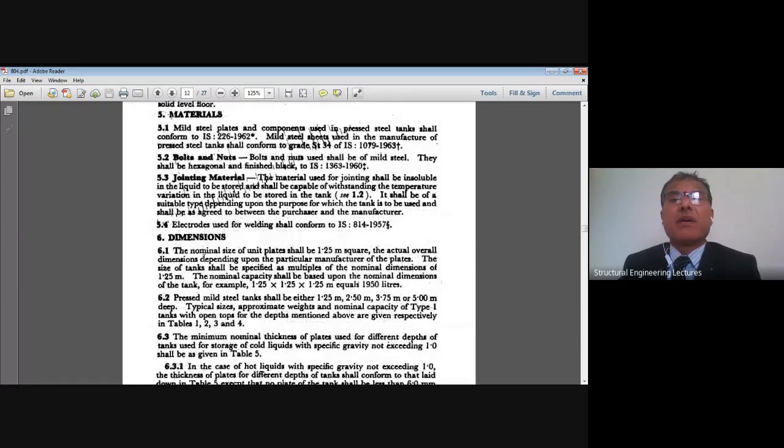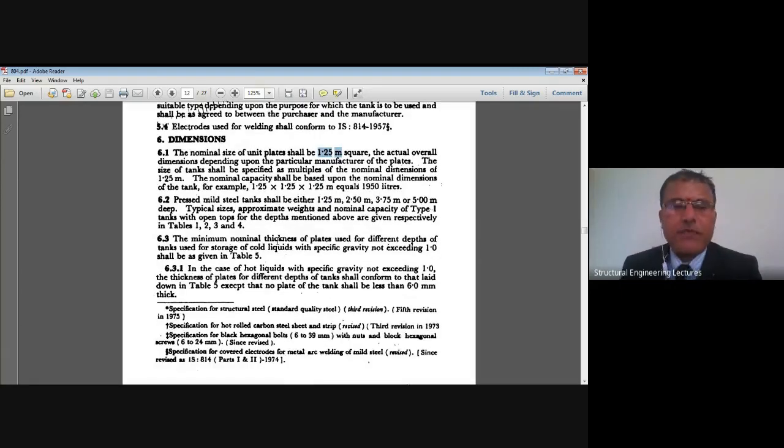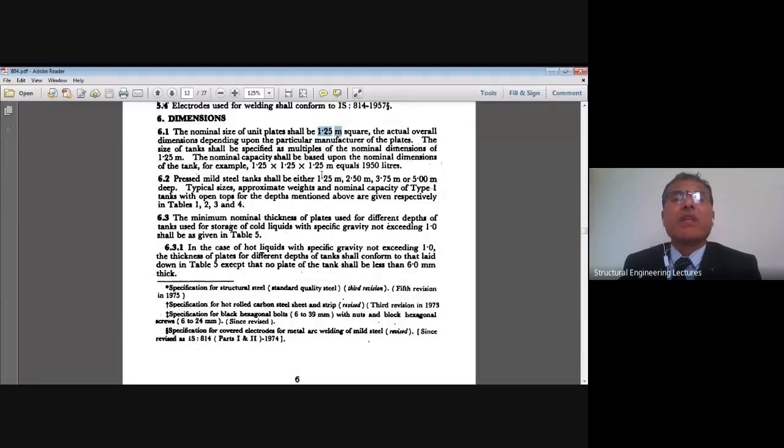The dimensions. The code says that the nominal dimensions of the plates are only 1.25 meter by 1.25 meter. That is the standard plate that is available, as we were just saying. Hence, the nominal capacities of the tanks are in multiples of 1.25s. 1.25 by 1.25 by 1.25 means this carries 1950 liters, or 1.95 cubic meters.